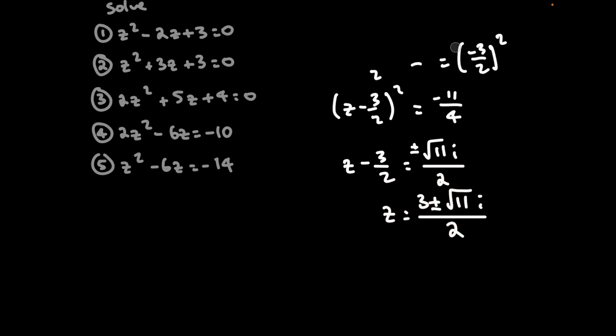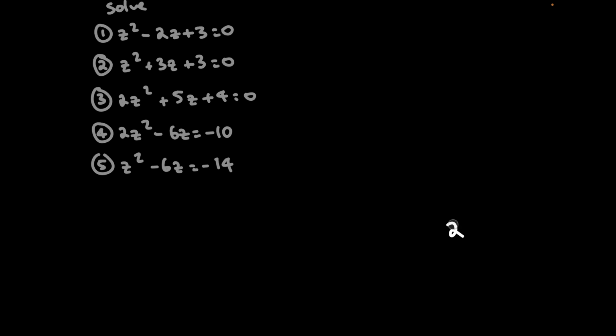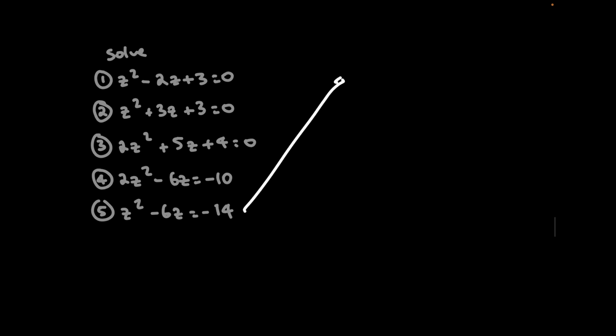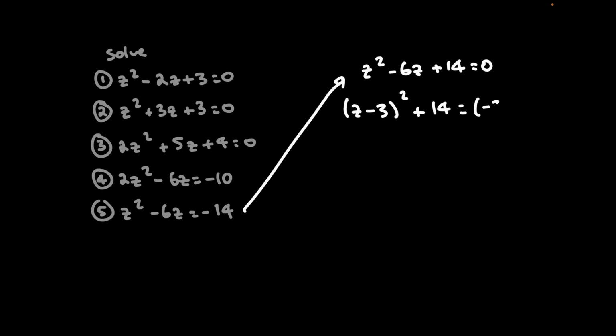Now the last one, lucky last, we're going to solve a monic quadratic. Makes it very nice for us. So z squared minus 6z plus 14 equals 0. So now we can use completing the square. So this gives us z take 3 whole squared plus 14 equals minus 3 whole squared. That means that z take 3 whole squared equals minus 3 squared, which is just 9, minus 14 by moving this to the other side. 9 minus 14 is really just minus 5.